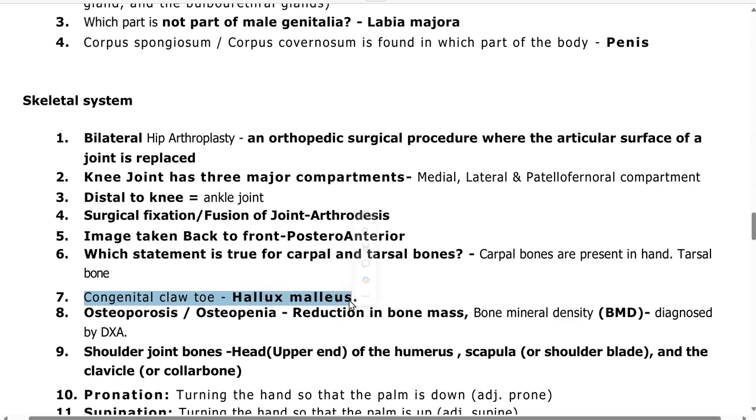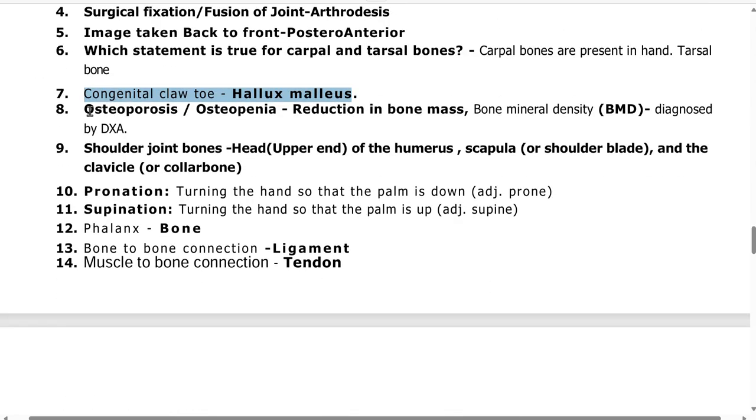Hallux malleus. 8. Osteoporosis, osteopenia, reduction in bone mass, bone mineral density, BMD, diagnosed by DXA. 9. Shoulder joint bones: head, upper end of the humerus, and scapula or shoulder blade, and the clavicle or collarbone.